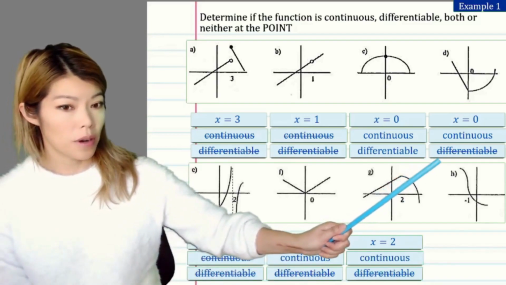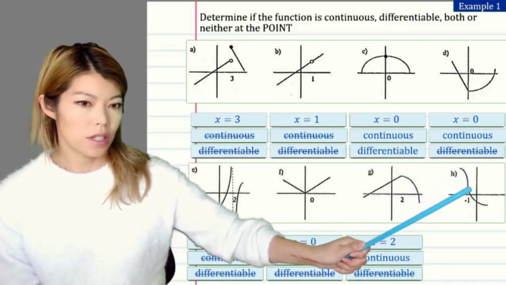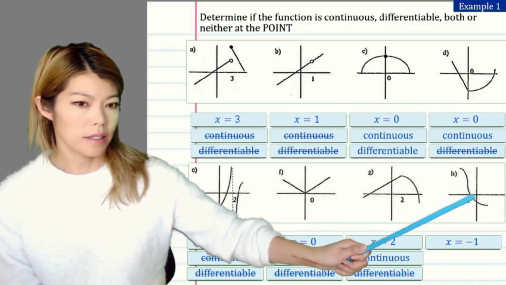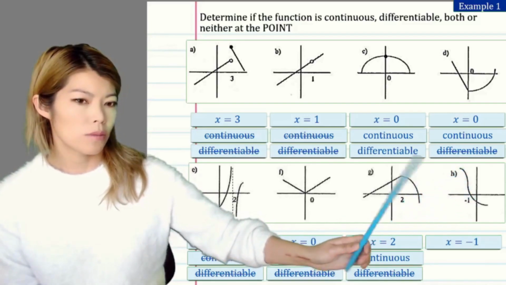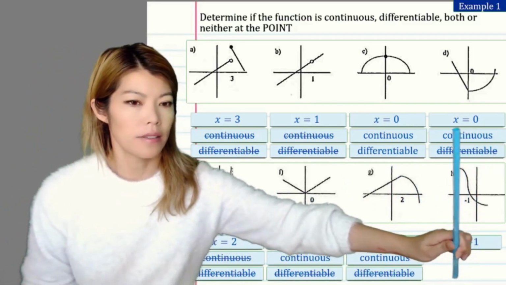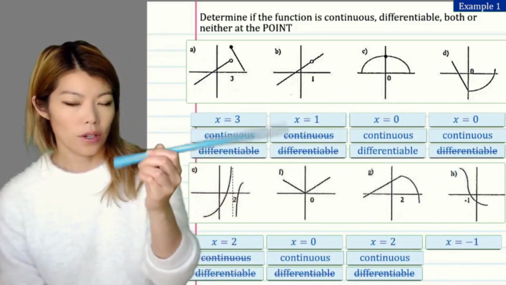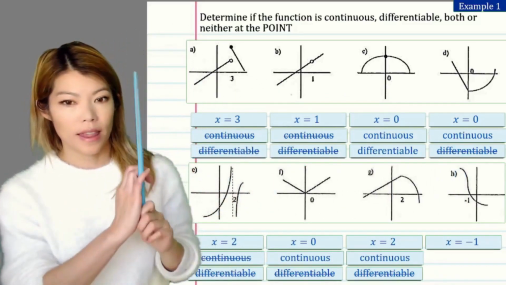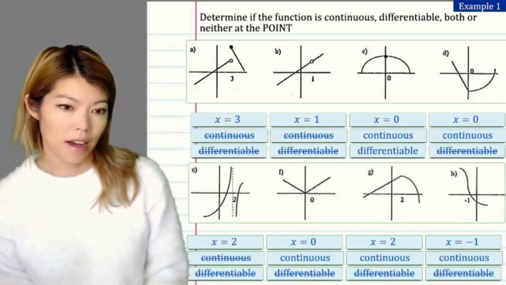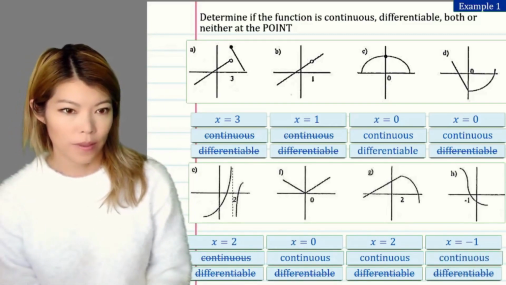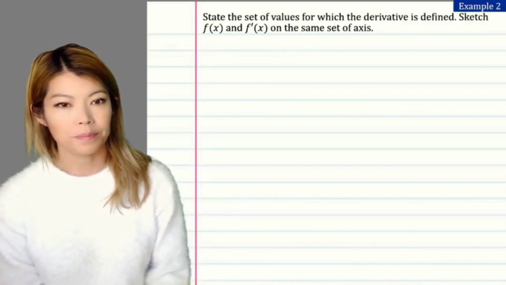And here's a tricky one. It is continuous at -1, definitely, and it looks smooth, but what is the gradient here? What is it, 0? What's that gradient? That is undefined, so it's not differentiable. Be careful with that one.